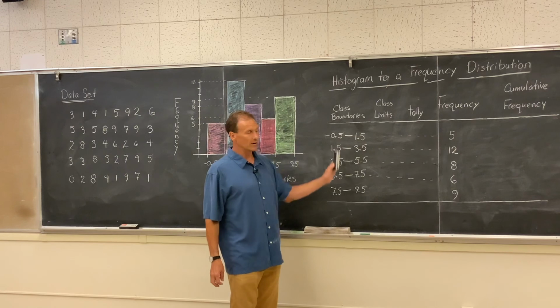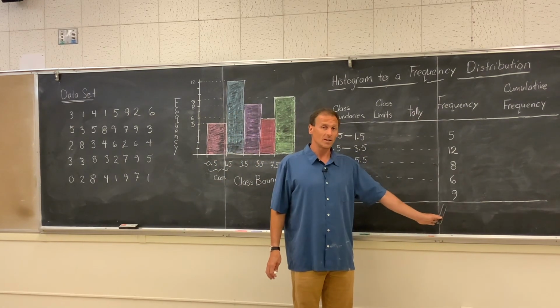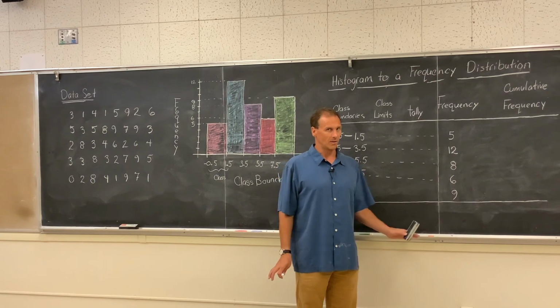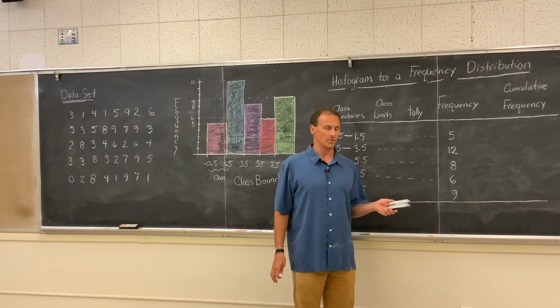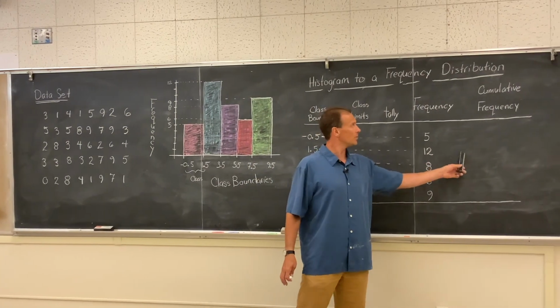Now, right here, this is the most basic frequency distribution. We have class boundaries and we have frequency, and that's really all we need. Now, we're going to add a little bit to this. We're going to take a look at our other columns.